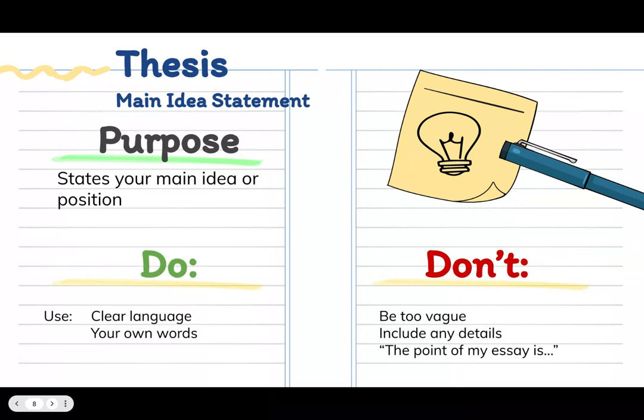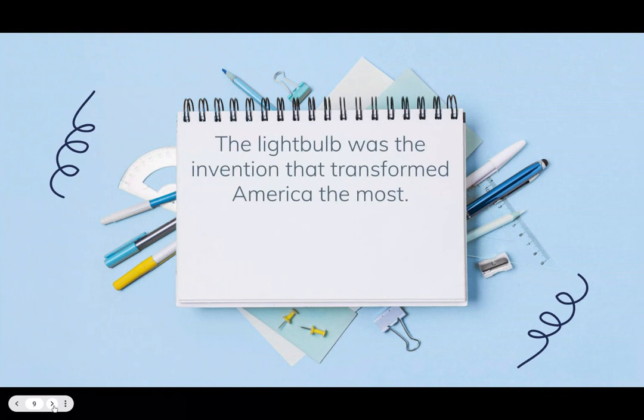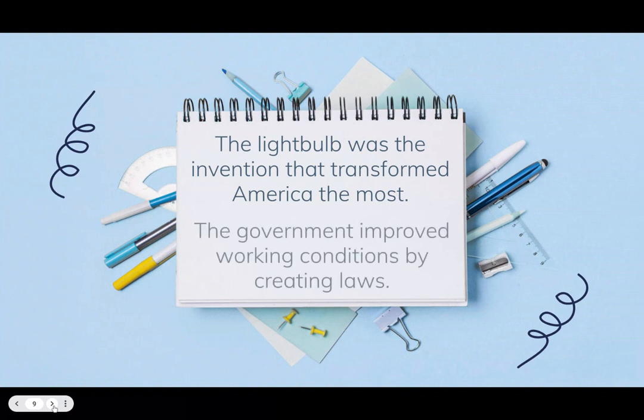So what would be a good example of a good thesis? Some main idea statements you guys have already written. So the light bulb was the invention that transformed America the most, or the government improved working conditions by creating laws.